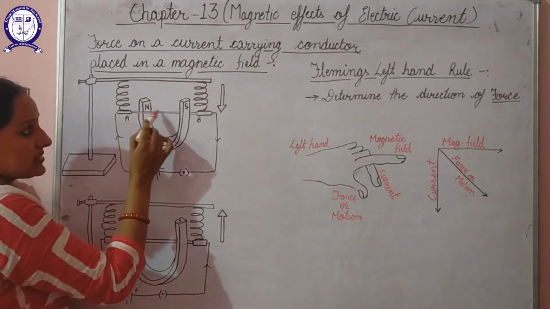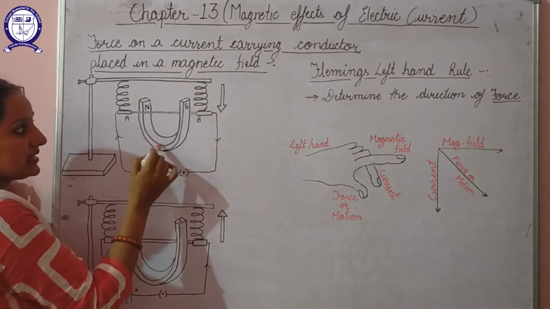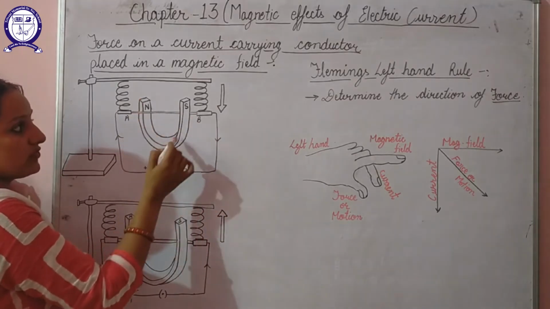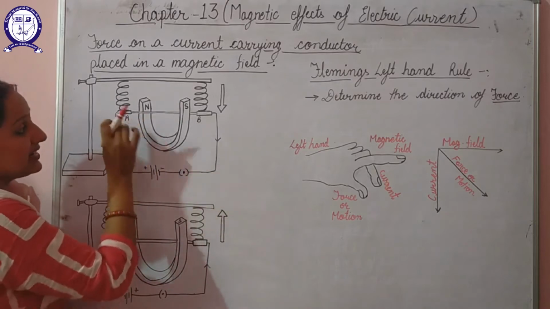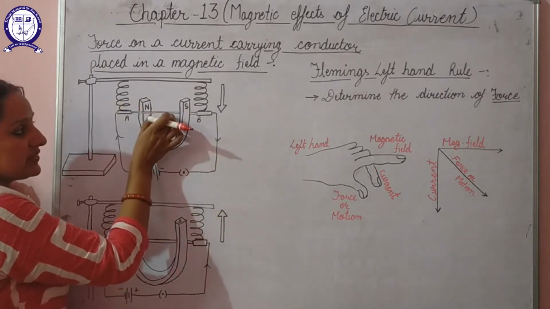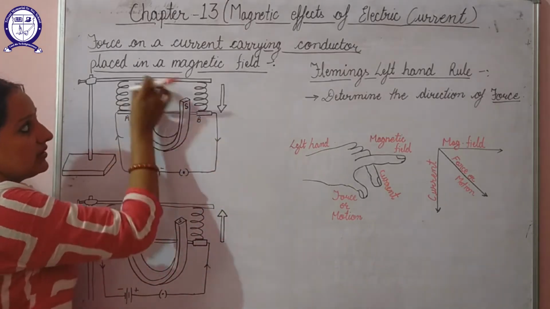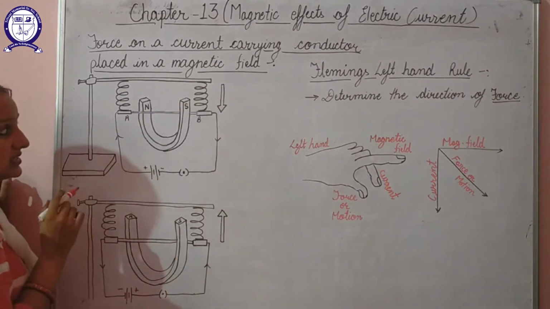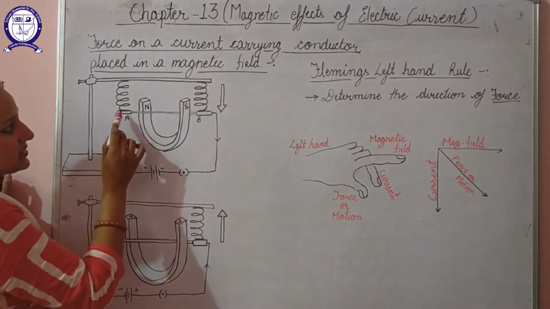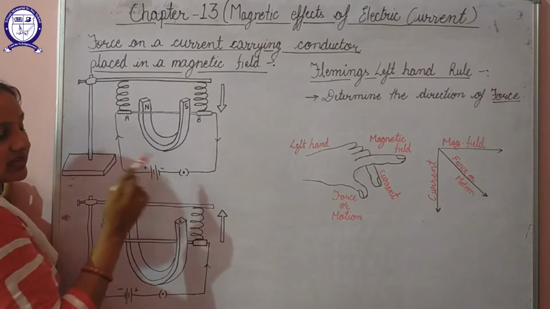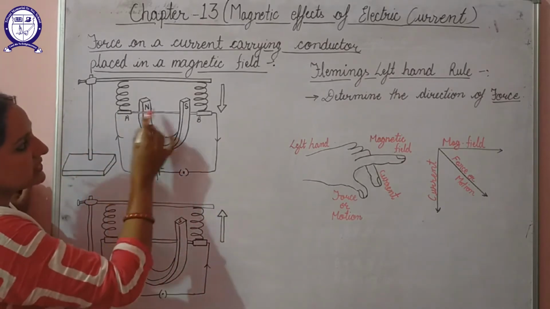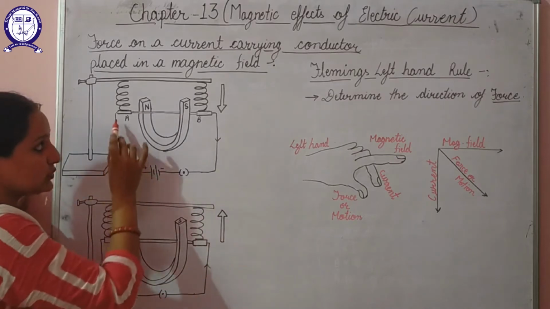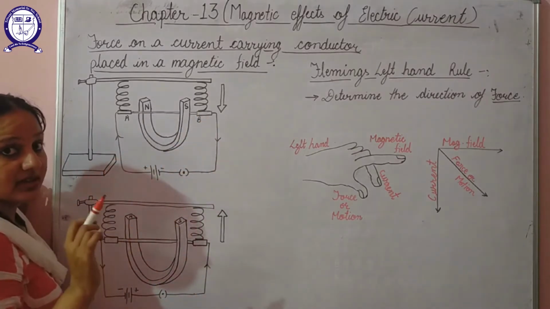I have placed this rod AB such that it lies in the middle of a horseshoe magnet. That means this is the horseshoe magnet, and in between it I have adjusted this rod AB with the help of these flexible springs. Then I have connected this rod AB to the battery with the help of a key. Now when we turn on the key, current will start to flow. That means this will behave as a current carrying conductor.